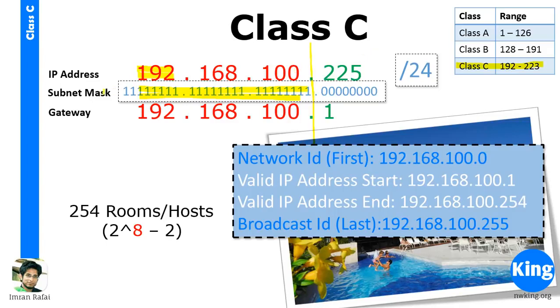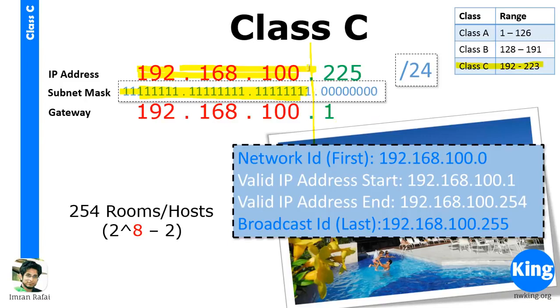So in this case, 192.168.100 is the network part and 225 is the host part. Another way of representing this IP address is by putting a slash. So when I say 192.168.100.225/24, it means that the subnet mask has 24 ones. So 24 ones is nothing but a class C IP address.